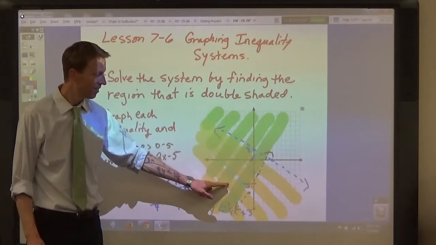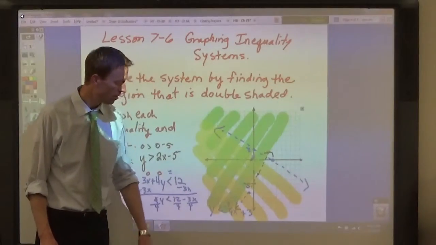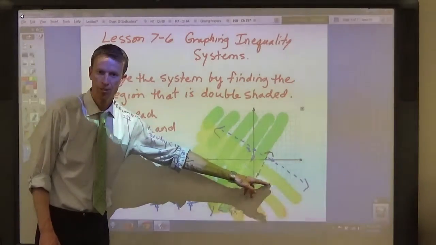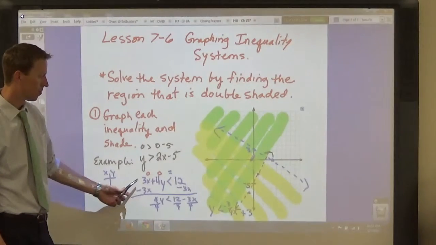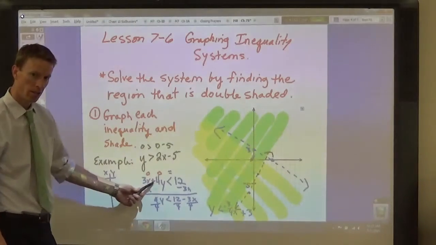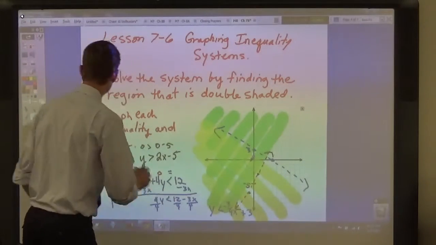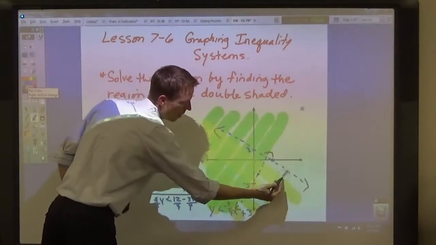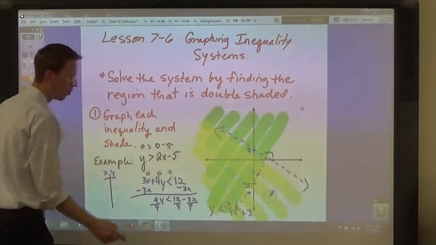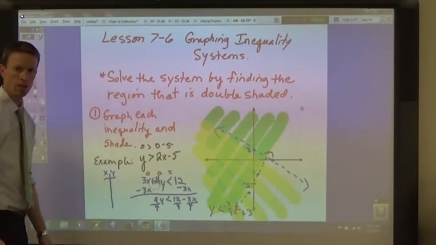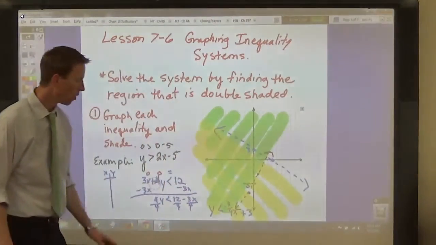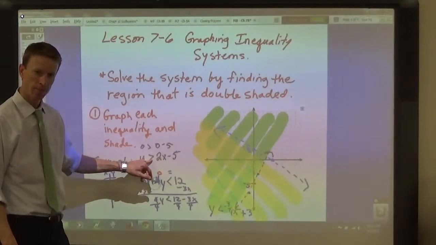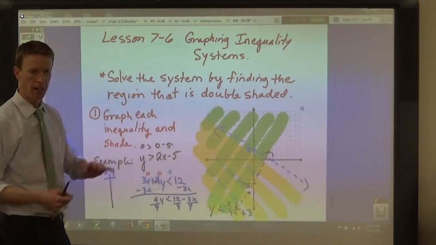Do you understand? If we picked a point down here, in the yellow region, Brady, which equation would that work for? It would work for that one. Okay. If we picked a point that's in this area here, it would work for the blue equation. Okay, that's part of the answer for the blue equation, but it would not work for this equation. Right?